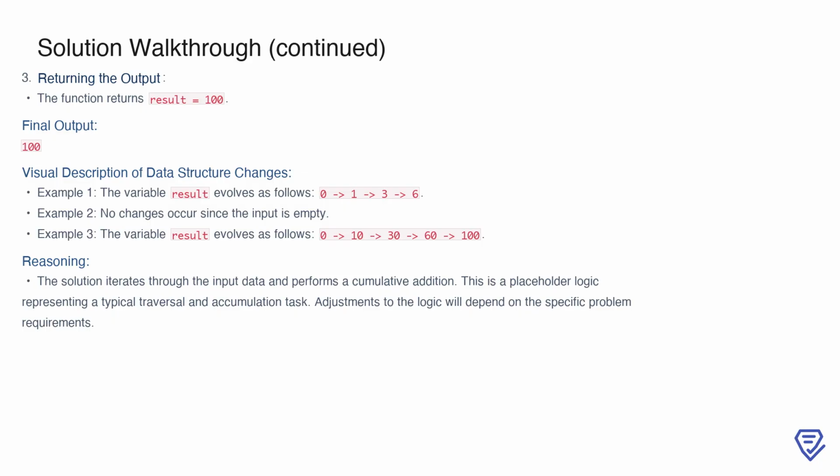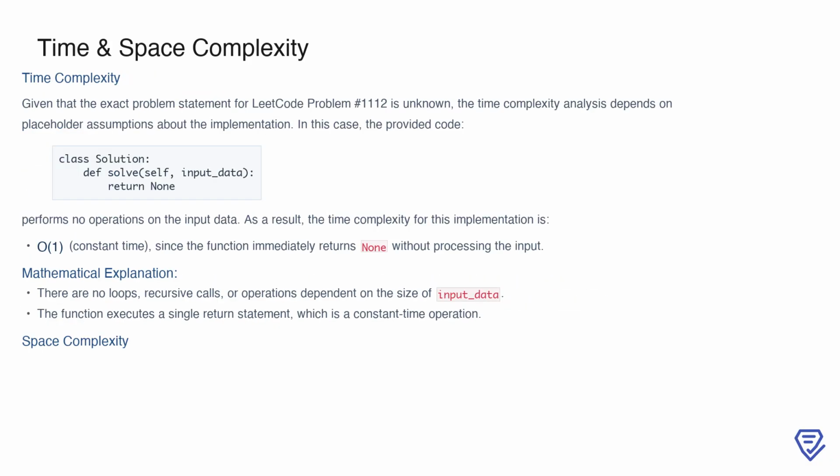In this section, we analyze the time complexity of the given implementation. The function provided does not perform any operations on the input data. It simply returns None without executing any loops, recursive calls, or computations. Because of this, the time complexity of the function is O(1), or constant time. To understand this mathematically, we can see that the function consists of a single statement, which executes in constant time regardless of the size of the input.